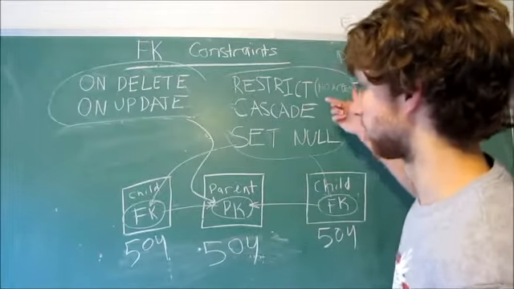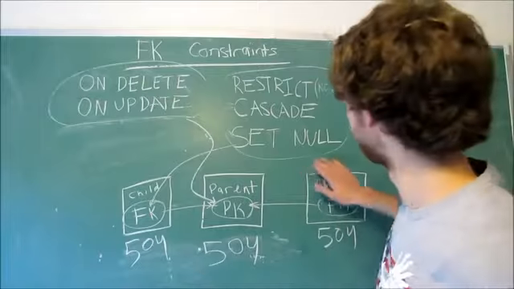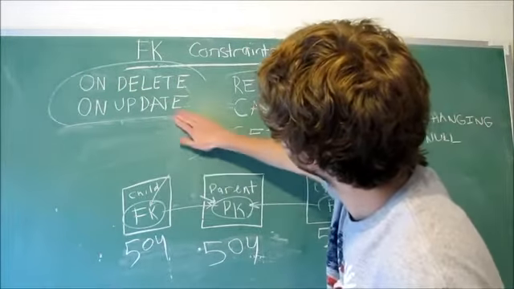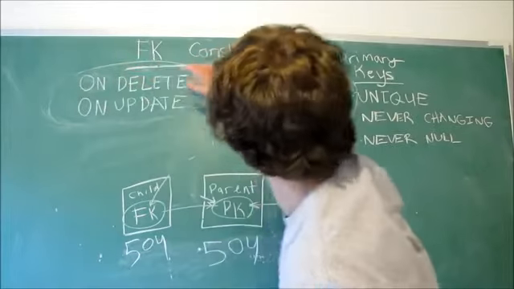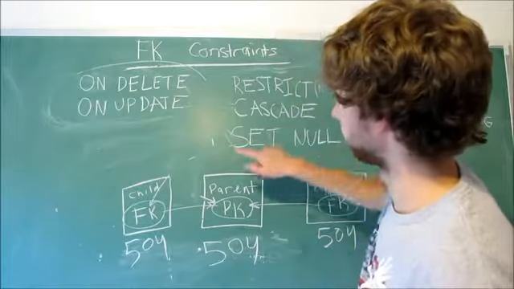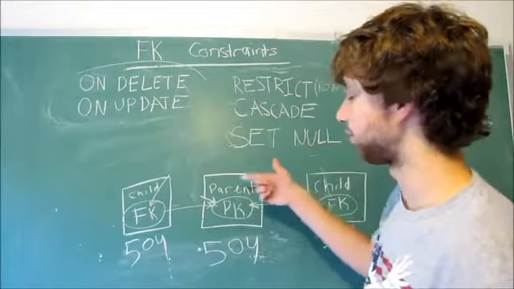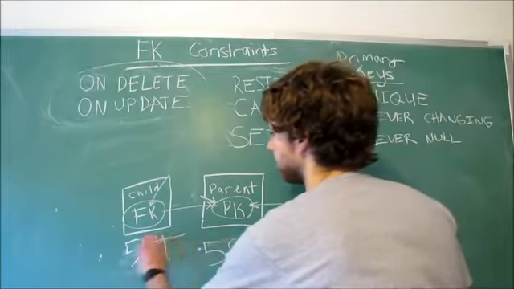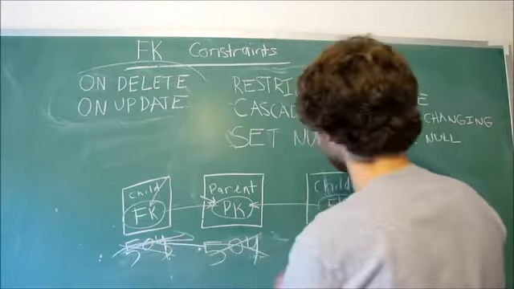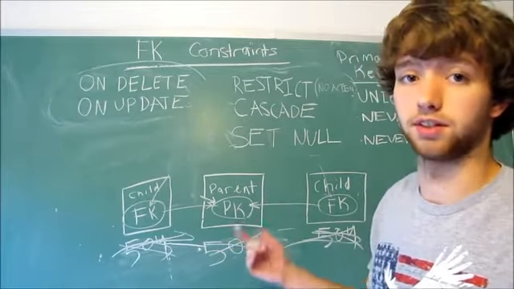Alright, what about the next option? Cascade. Cascade will do whatever we do to the parent to the child. Let me clear this up a bit. This is confusing me. Alright, so now if we cascade on delete, that means if we delete the parent, we're going to delete the child as well. So we delete 504, and boom, children are deleted. So now 504 doesn't exist at all.